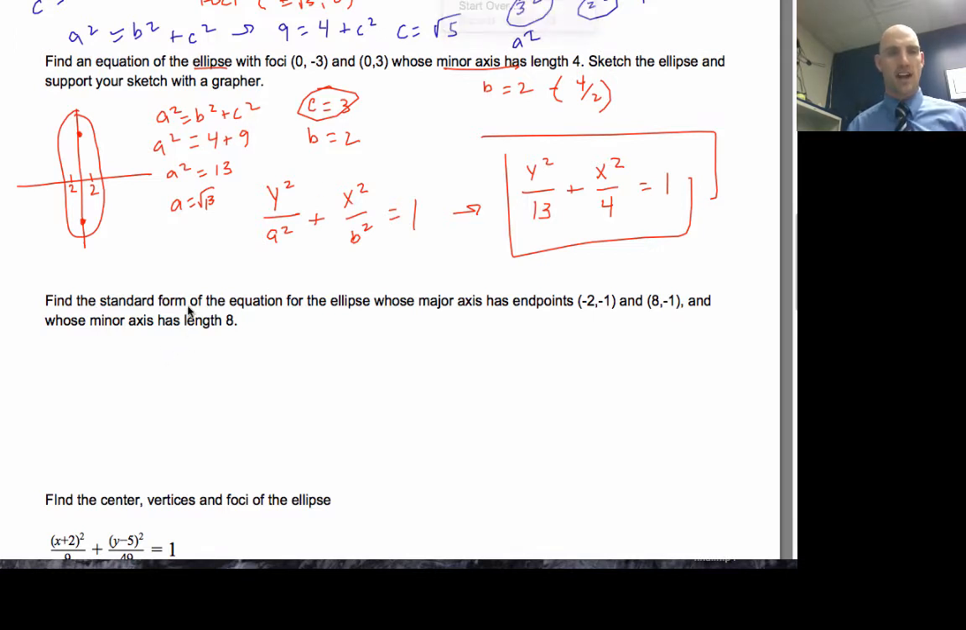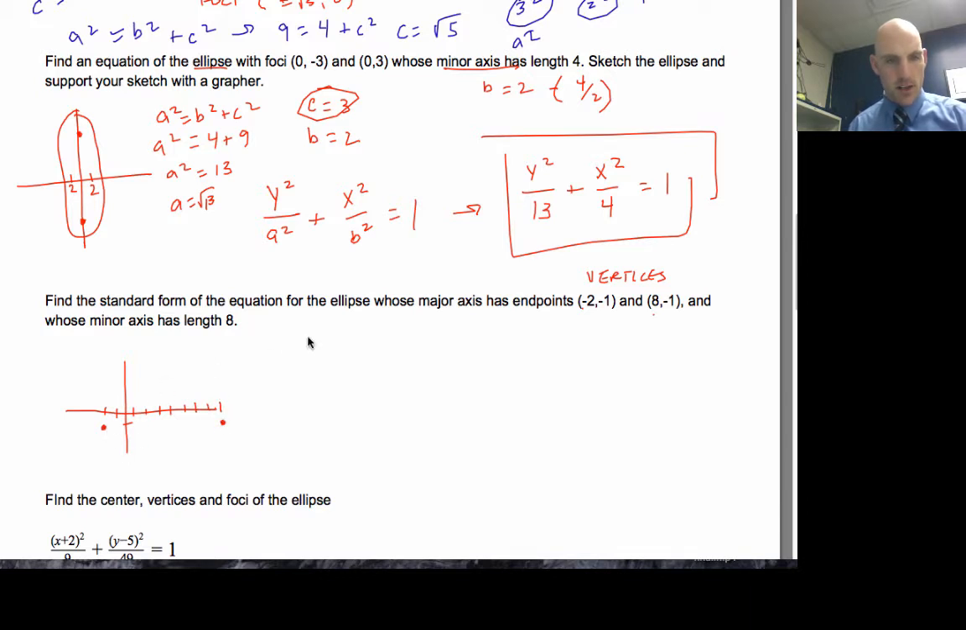All right, let's look at one more. Standard form of the equation for the ellipse whose major axis has endpoints. These are the vertices, endpoints of the major axis. And whose minor axis has a length of 8. So let's take a look. I'm actually going to sketch this. So (-2, -1) and (8, -1).